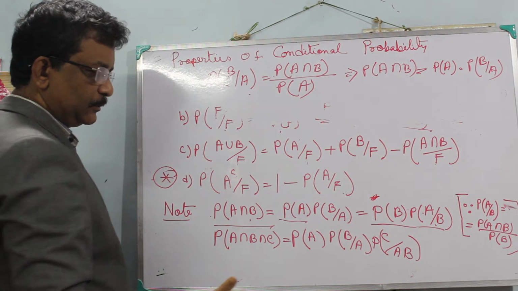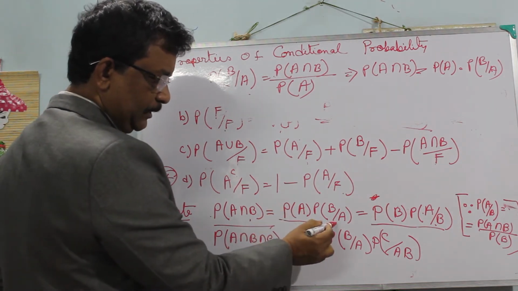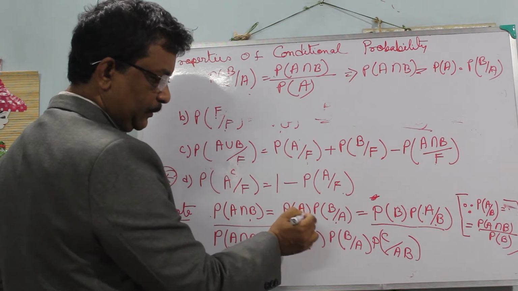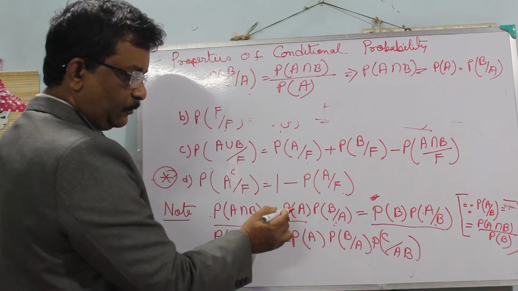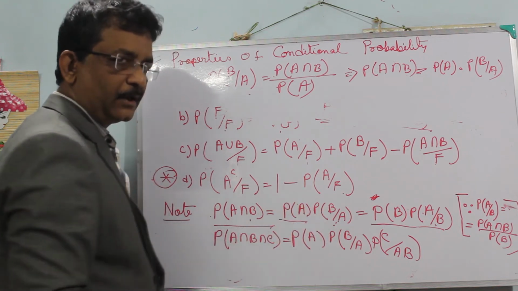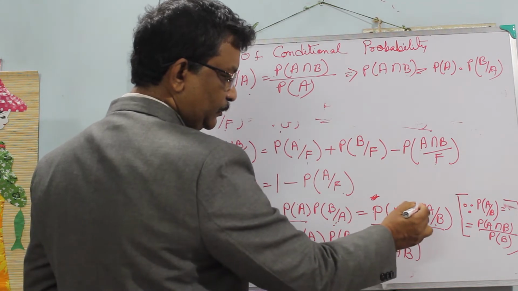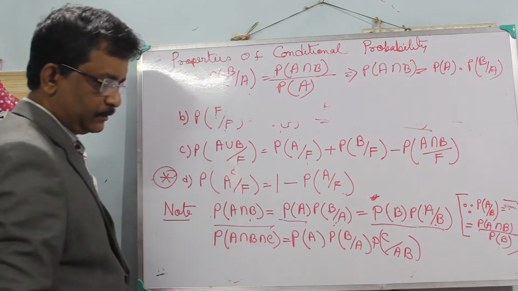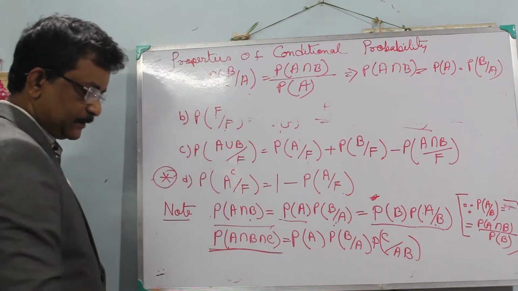It is simple to memorize. If probability of A is there, the multiplication would be with probability of B when A has occurred. One A will be up, one A will be down. Or probability of B into probability of A when B has occurred. Clear? And probability of A intersection B intersection C.